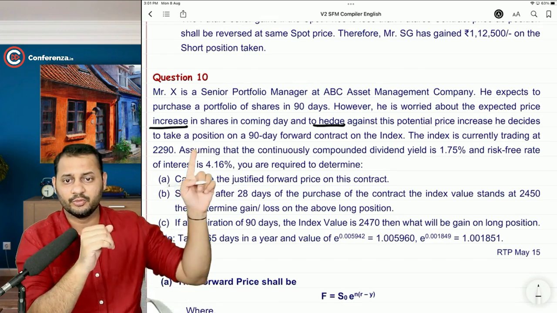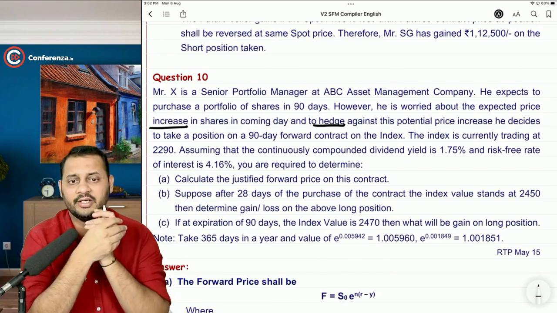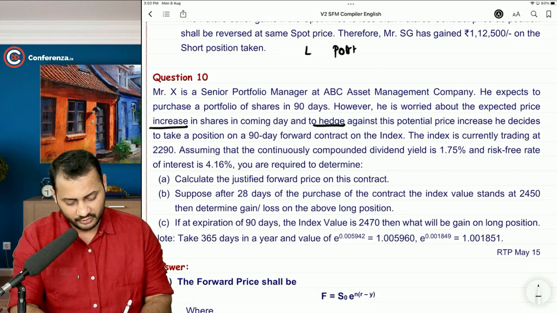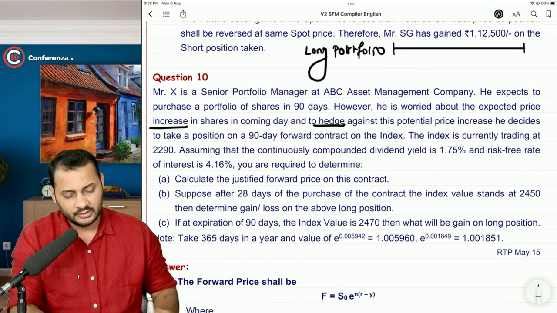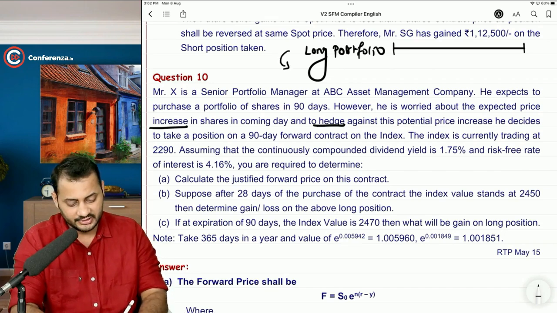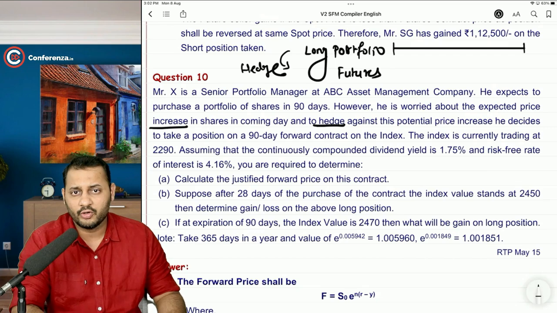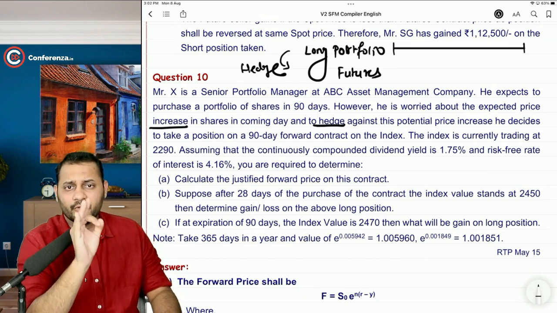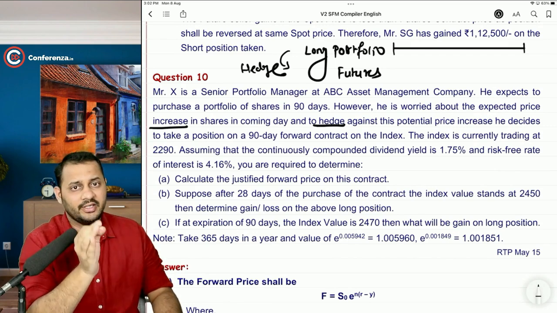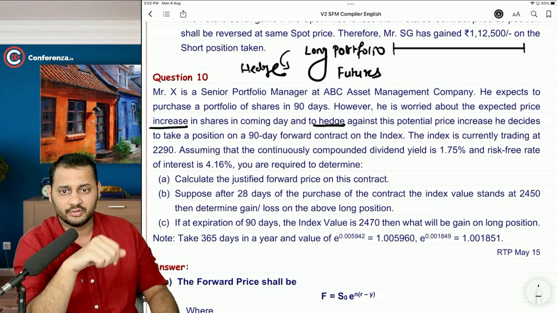He decides to take a position on a 90-day forward contract on the index. And it's very simple, sir. You want to take a long position in the portfolio, right? After 90 days you want to buy the portfolio. Simple. And in order to hedge this situation, you have to take a position in the index futures. What position you will take, long or short? It's very simple, sir. If the portfolio beta is positive, take the short position, opposite. If the portfolio beta is negative, take the same position. Have a look.